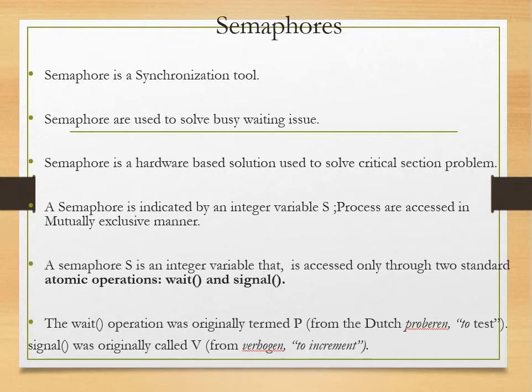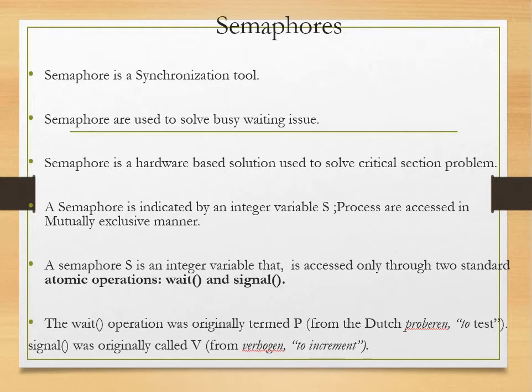And how are they solving this? It is a hardware-based solution. It is mainly used to solve the critical section problem. Here they are using an integer variable called S. That variable will mutually permit only one process to enter into the critical section. It will use all the resources, then it will come out.